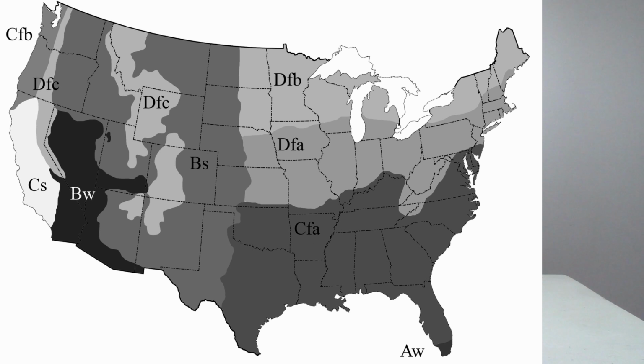CFA, the humid subtropical climate. CFB, marine west coast climate. CS, Mediterranean climate. DFA, humid continental warm summer climate. DFB, humid continental cool summer climate. DFC, highland alpine climate.